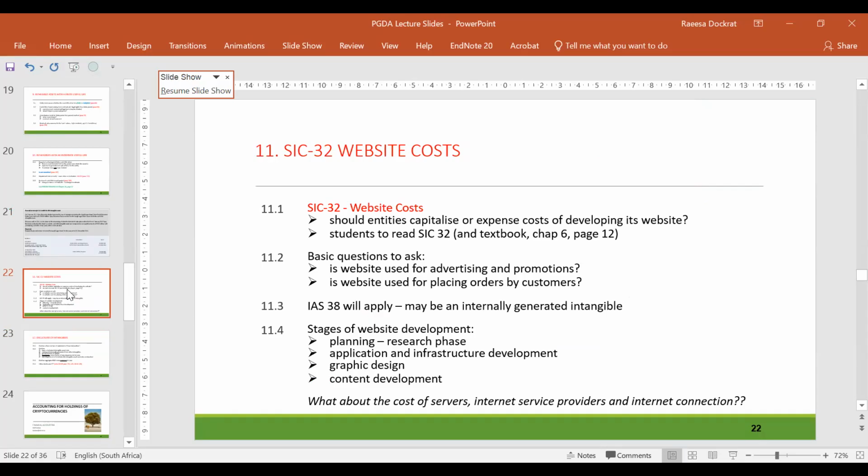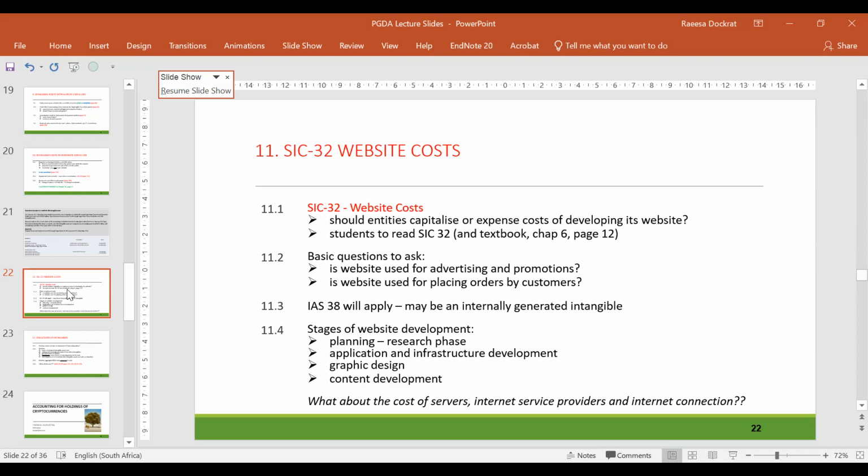But, given the way things work in the world now and how much time you spend online, website costs is something that is quite topical. It's relevant for us, okay? So ACCT311 was drafted to specifically deal with the proper accounting treatment relating to the costs that are associated with the development of a website.